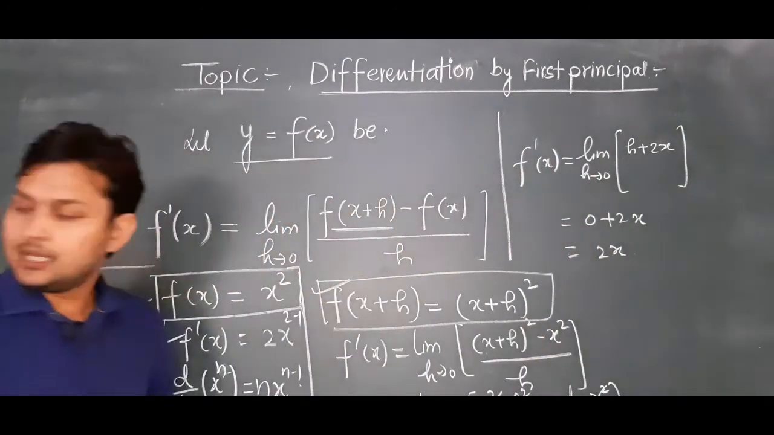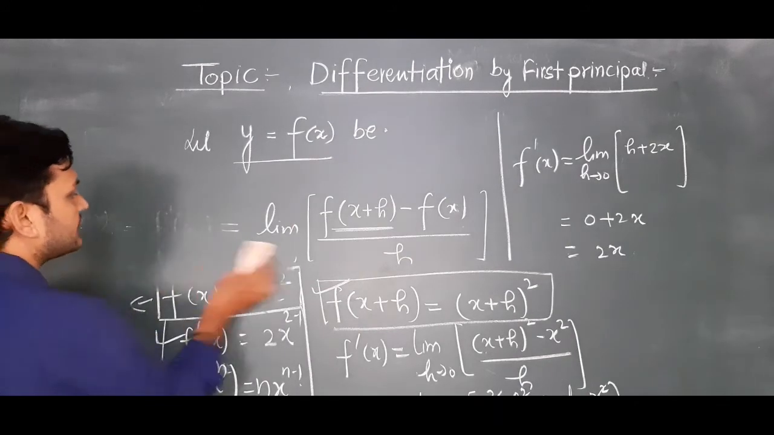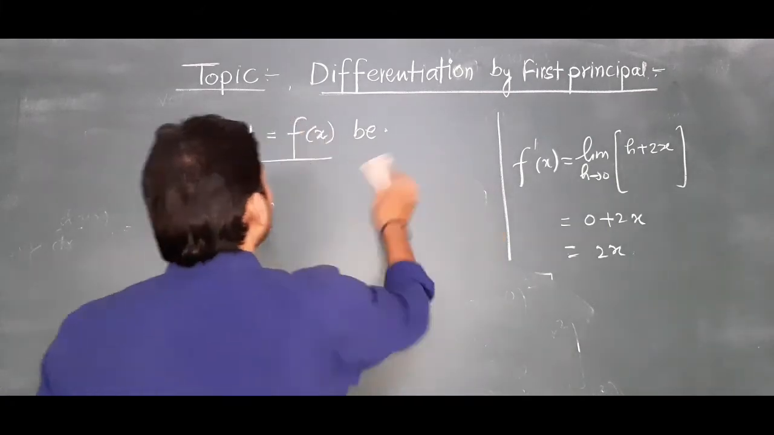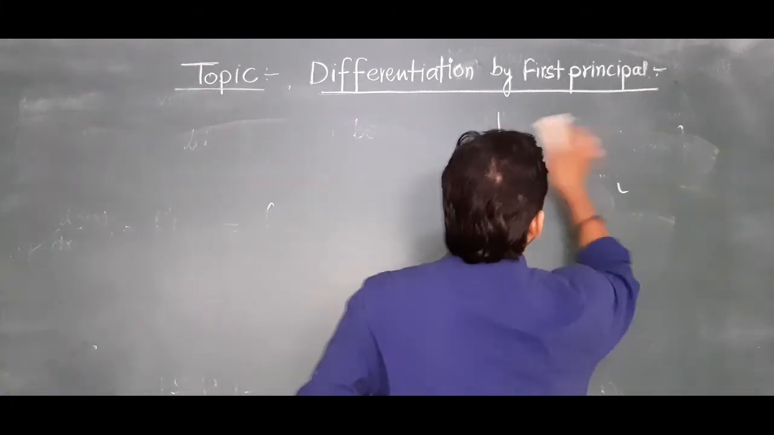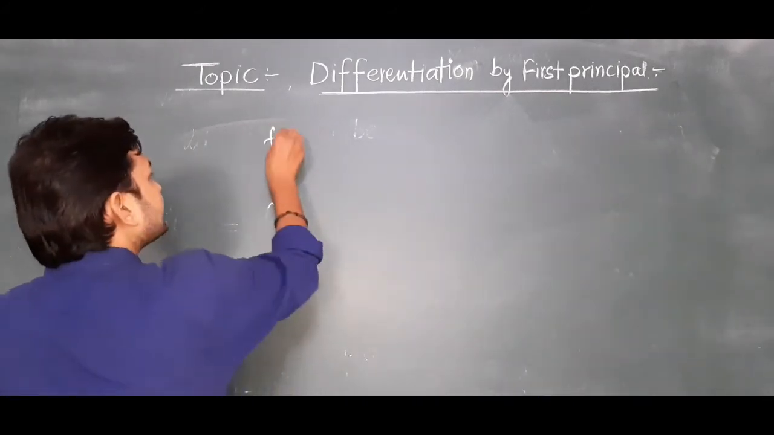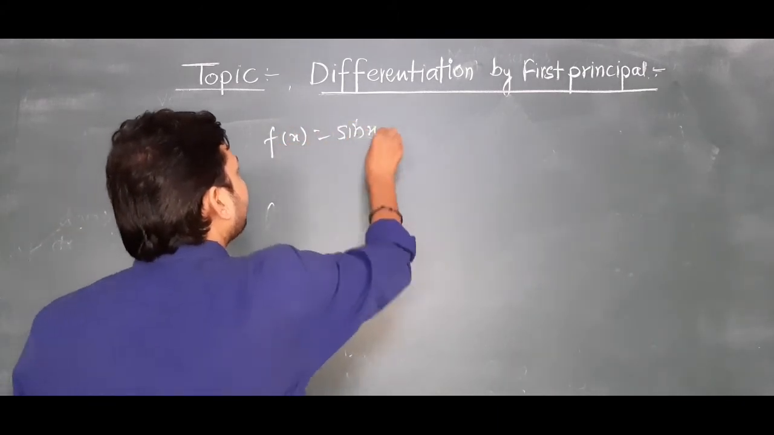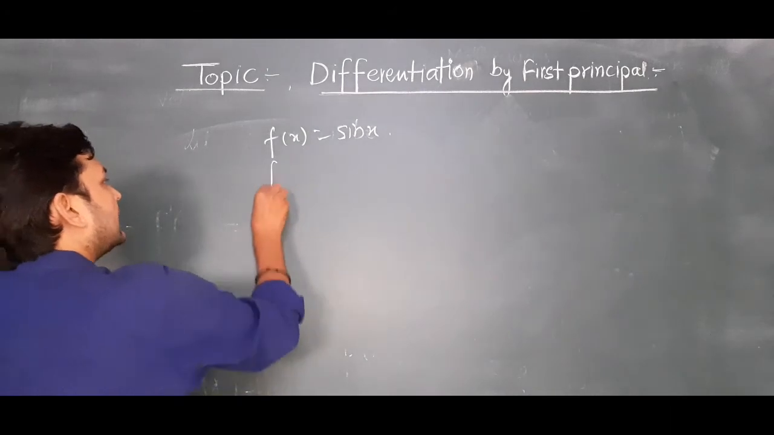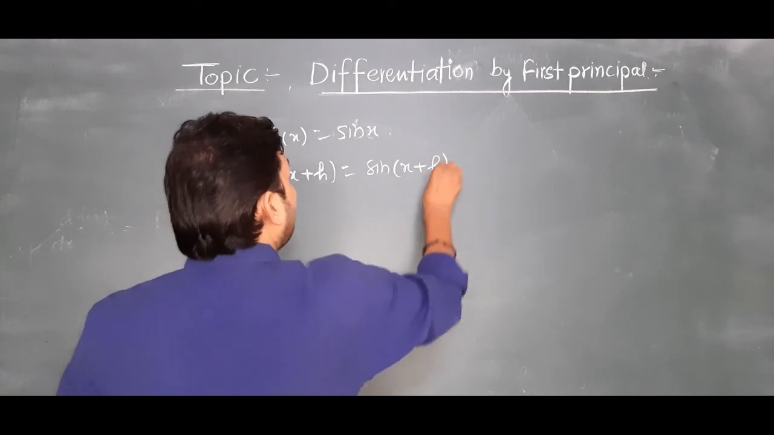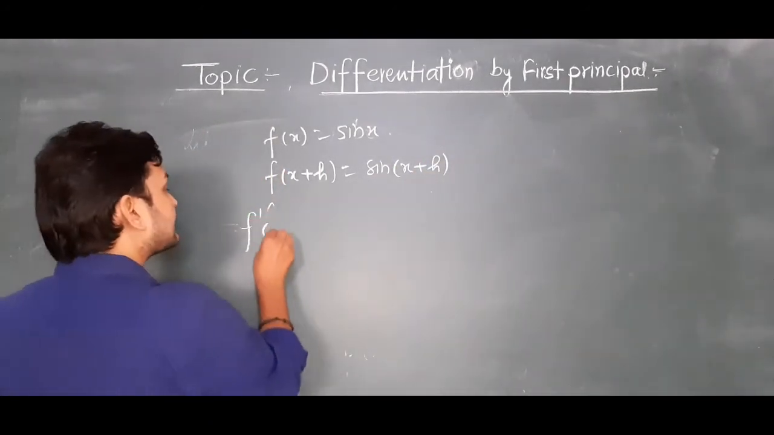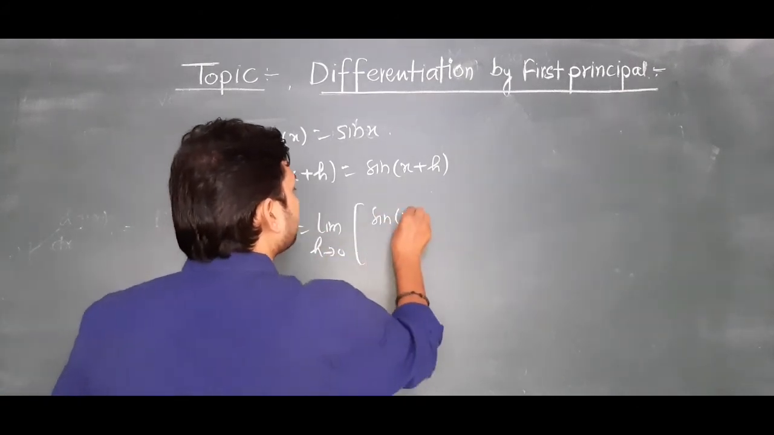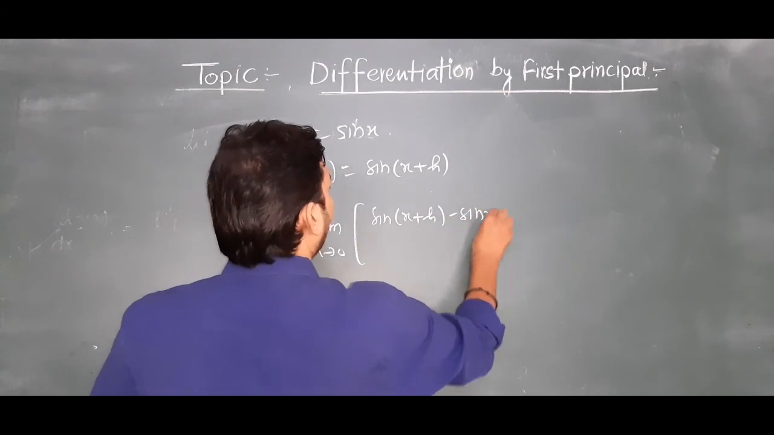Let's see one more example. Suppose you have a function which is sin x. Everybody knows what the differentiation of sin x is, but let's see how we can calculate it by using the first principle. Suppose you have a function f(x) = sin x. You want to find the derivative of this function with the help of the first principle. For that, first of all we find f(x + h), and it will equal sin(x + h). And now we will use the formula, and f'(x) will equal the limit as h tends to 0 of (sin(x + h) - sin x) upon h.